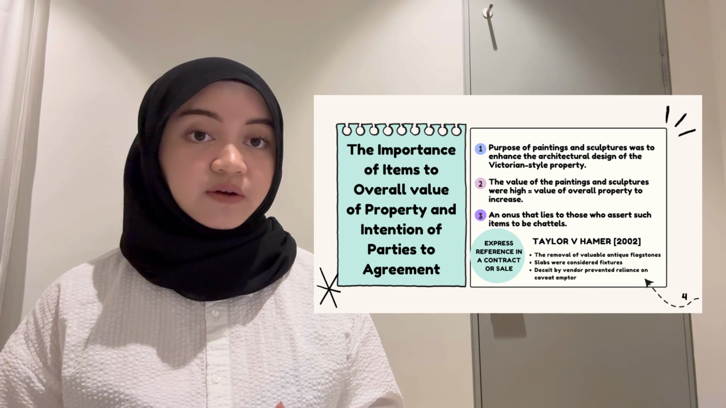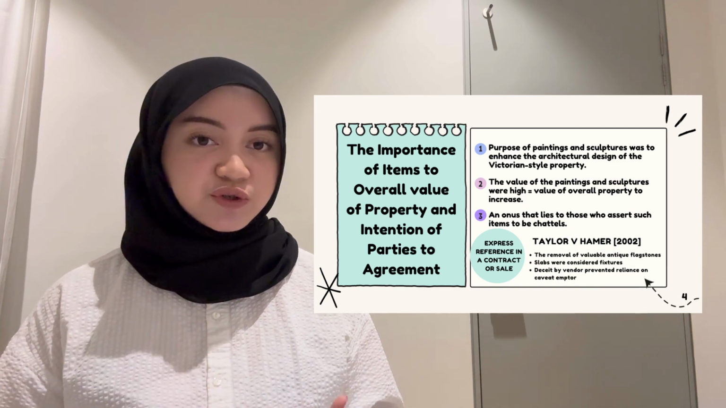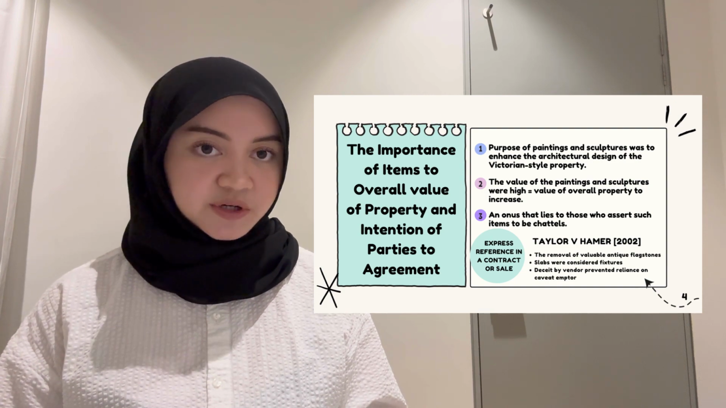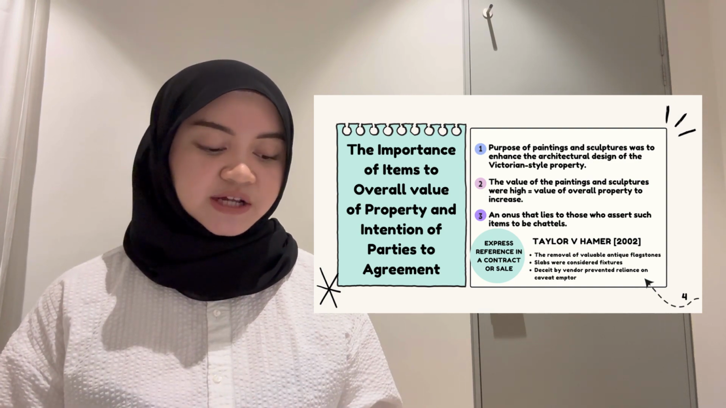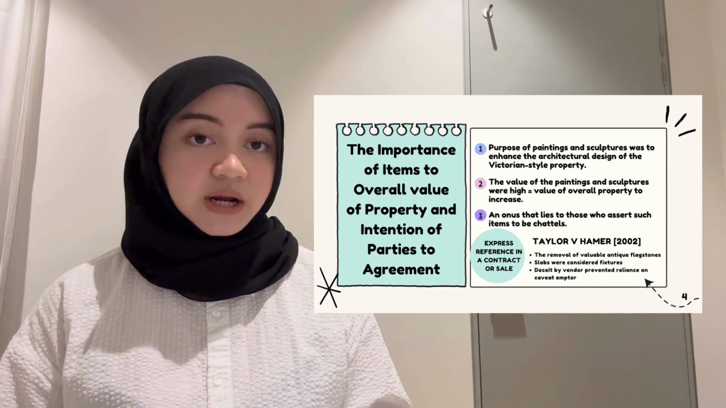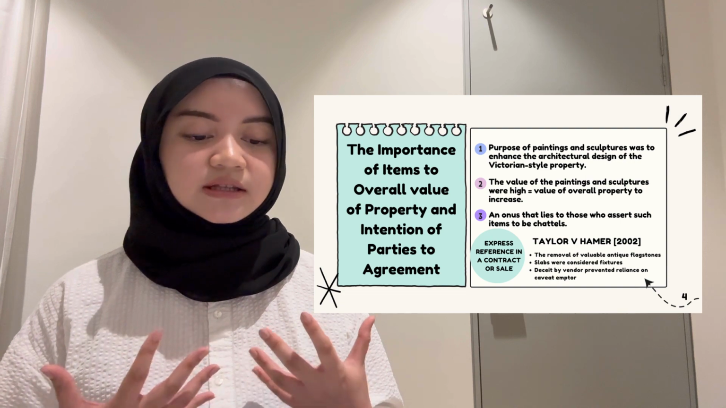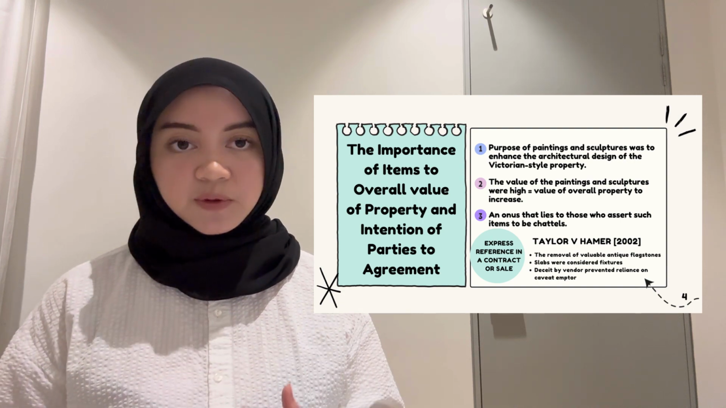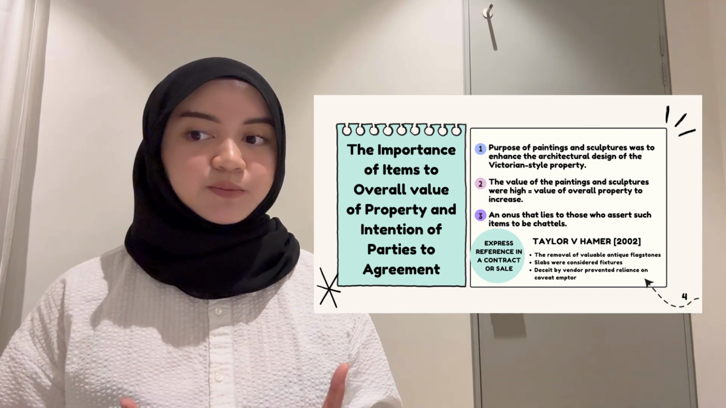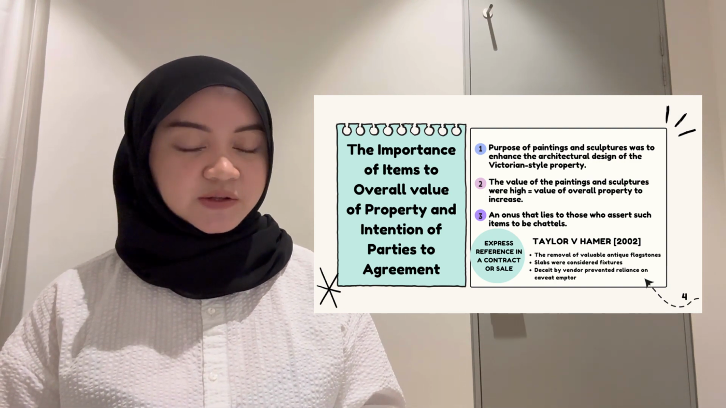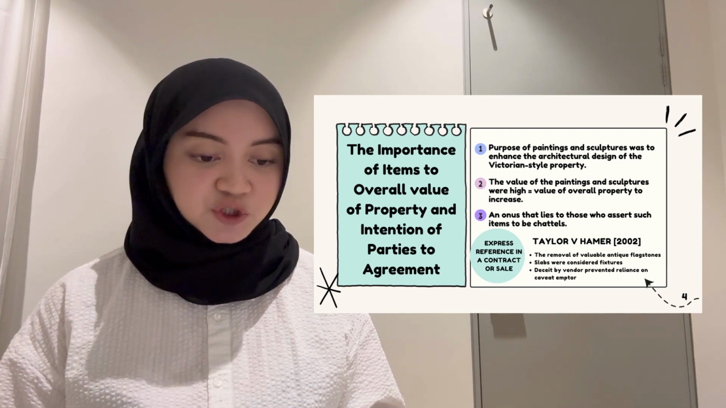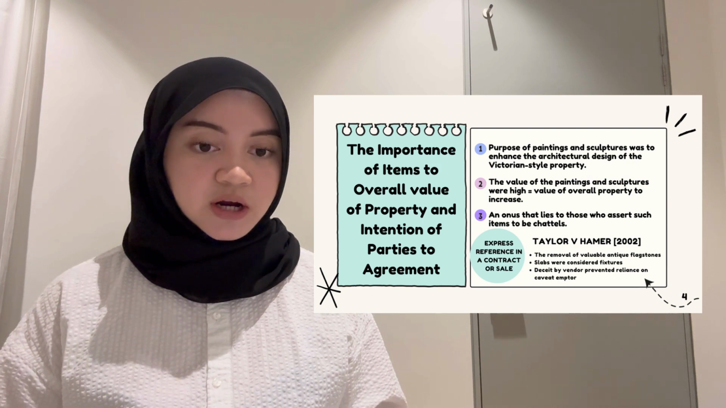The moment an owner of land has entered into a contract to sell, he is no longer entitled to remove fixtures since they belong to the purchaser. This is because the contract operates to transfer the equitable ownership of the land to the purchaser immediately. Brenda had also denied the claim in which she had the intention to sell the property, inclusive of the paintings and sculptures, as none of the parties had brought up the inclusion during the purchase, nor was it stated in the sale and purchase agreement. We can now look into reference of the case of Taylor v Hamer in 2002 as express reference to a contract of sale.